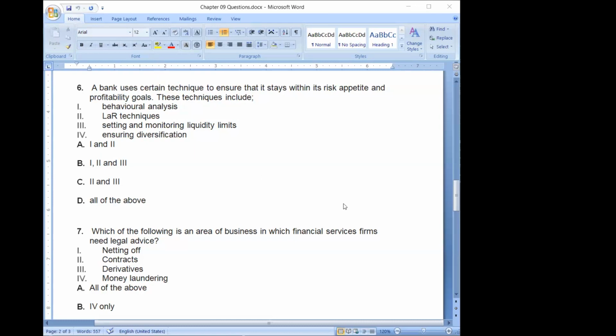Question number 6. A bank uses certain techniques to ensure that it stays within the risk appetite and profitability goals. These techniques include behavioral analysis, liquidity risk techniques, setting and monitoring liquidity limits, ensuring diversification. So the question is about certain techniques to ensure that it stays within its risk appetite and profitability goals.